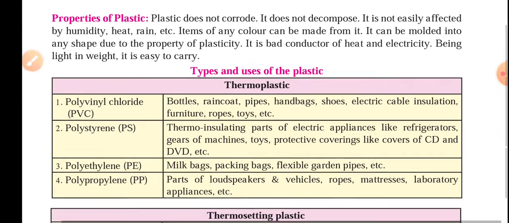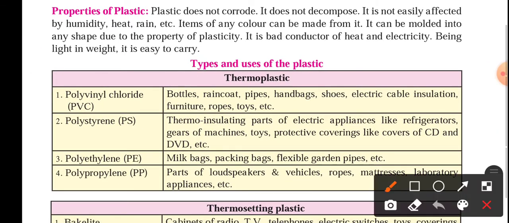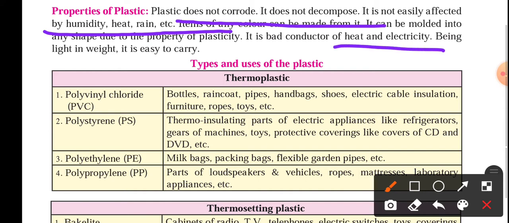Further are the properties of plastics. Plastic does not corrode, it does not decompose. This is the major and most important property of plastic, which makes it very useful for humans. But along with this usefulness, it has drawbacks also, which we will discuss later on. It is not easily affected by humidity, heat, rain, etc. Items of any color can be made from it. It can be molded into any shape due to the property of plasticity. It is a bad conductor of heat and electricity. Being light in weight, it is easy to carry.